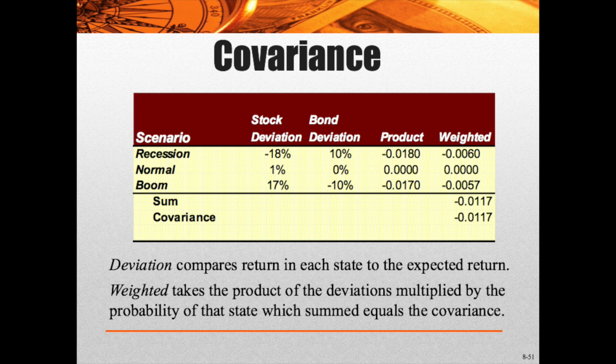Covariance is, we have our three states of the economy here: recession, normal, and boom. We're trying to figure out the covariance of stocks and bonds, and so we look for the deviation. The deviation compares the return in each state to the expected return. So the return in a recession versus the expected return for stocks is 17 or 18%. In bonds, it would be plus 10%.